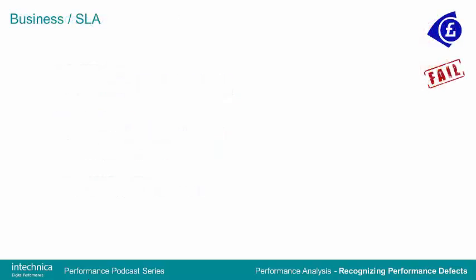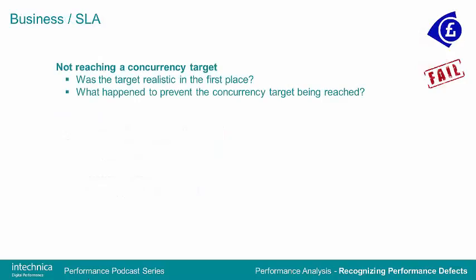Looking at each in turn, business SLA, not reaching a concurrency target. Well, you have to ask yourself, was the target realistic in the first place? And what actually happened to prevent the target being reached?